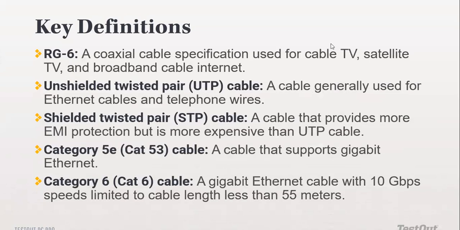An RJ6 connector. So a coaxial cable specification, right? Used for cable TV, satellite TV, and broadband cable internet. So internet that mostly comes in the form of satellite internet, and television that comes through dishes and satellite, essentially comes in the form of coaxial cable. RJ6 is the cable used to transmit these signals, and we also have the RJ59 connector.